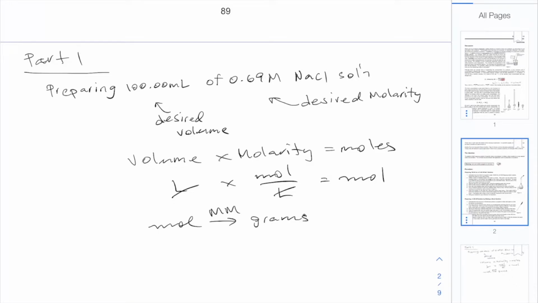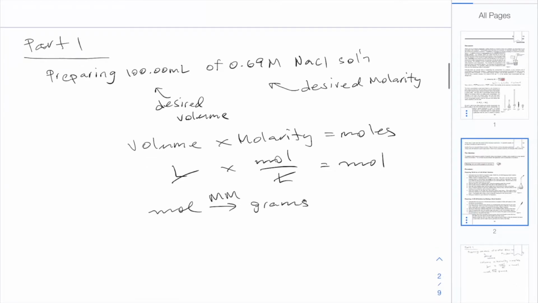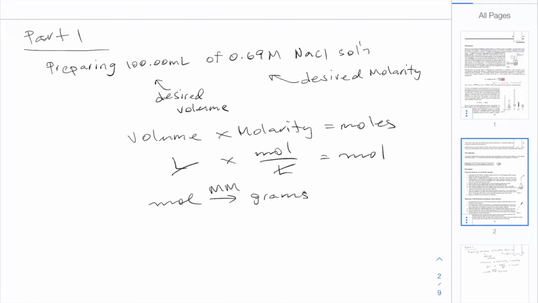Okay, so be clear that we want to prepare 100 milliliters of a 0.69 molar NaCl solution. Our solvent is going to be water. It's going to be an aqueous solution. First, you need to find the moles of salt by doing this. And once you find the moles, you convert to grams by doing this.